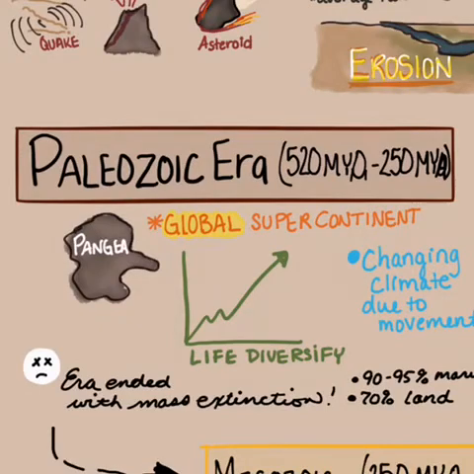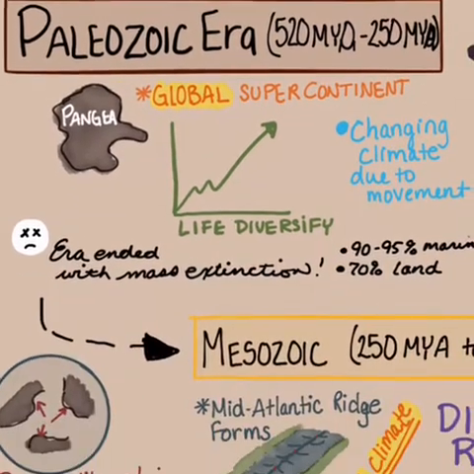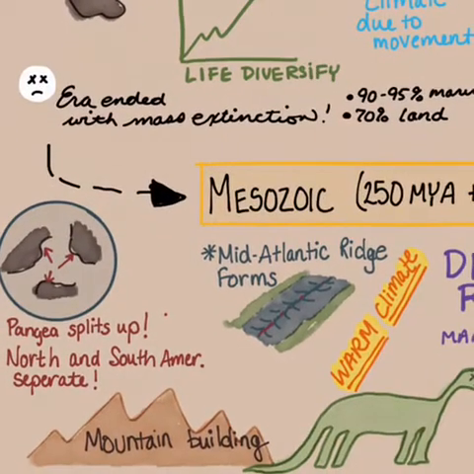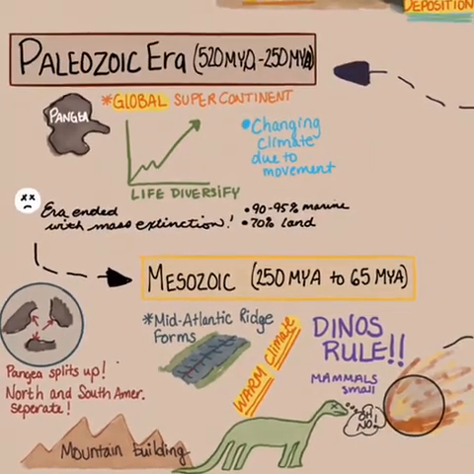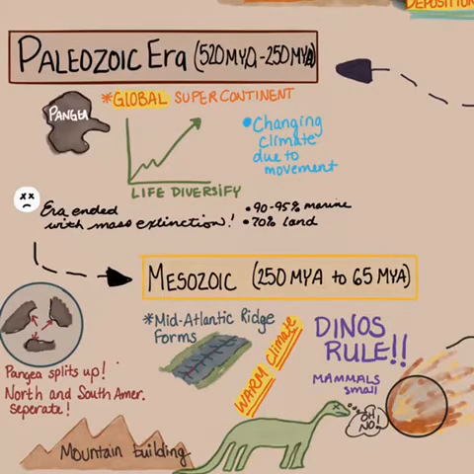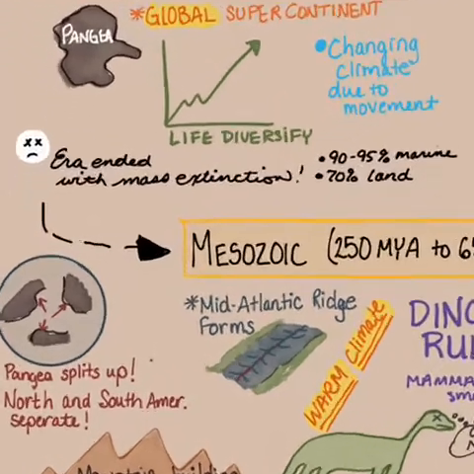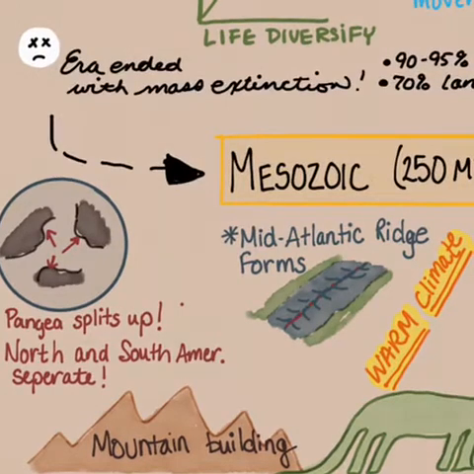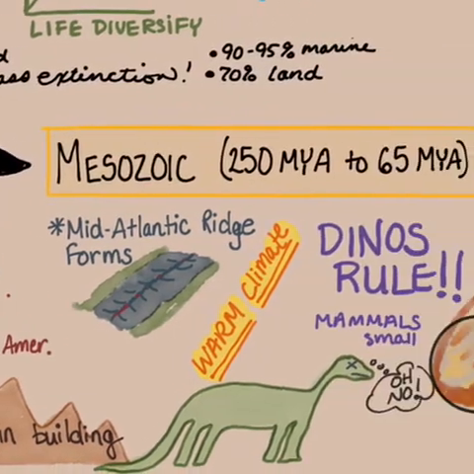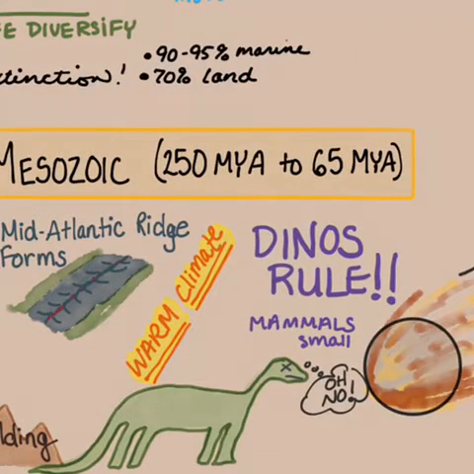The Paleozoic era led into the Mesozoic era. This lasted from about 250 million years ago to 65 million years ago, and this is the age of the dinosaurs. Mammals were pretty insignificant at this time. This is when we find Pangea splitting up, North and South America separating, but at the same time we had mountain building, and the mid-Atlantic ridge was forming. This time period was ended with an asteroid.